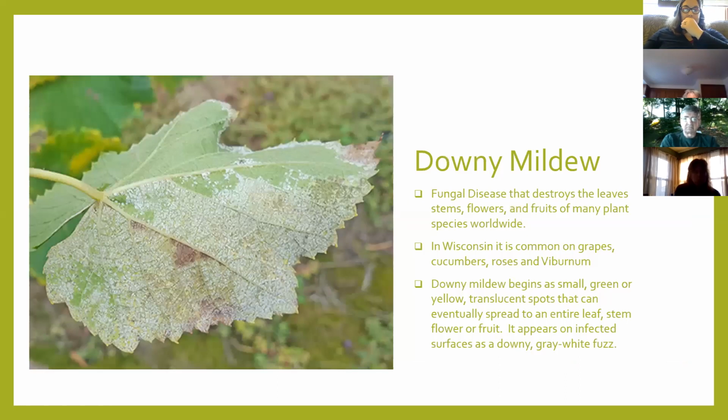Then you have downy mildew. This is a fungal disease that destroys the leaves, stems, flowers, and fruits of many plant species worldwide. This one is very common on grapes and cucumbers. Roses and viburnum are also very affected by it. And it doesn't start off with that white grayish fuzz. It actually starts off as small green yellow translucent spots, and then over time it develops that gray white fuzz.